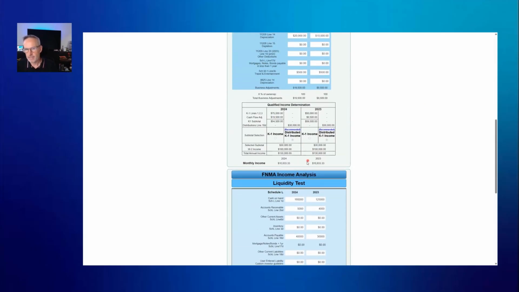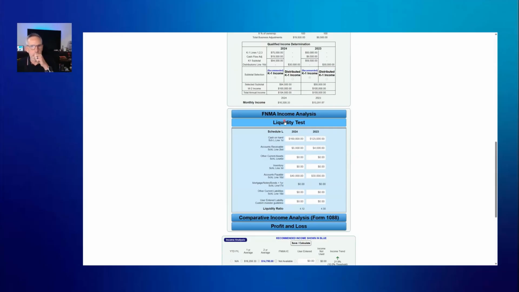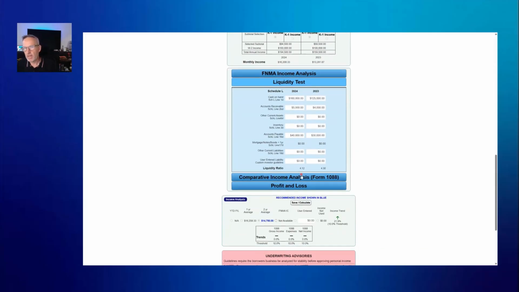Now, if I go back up, so my liquidity test passed right here. What this means is I have $4.12 for every dollar of debt I have. So I pass, because a 1.0 or greater means pass.